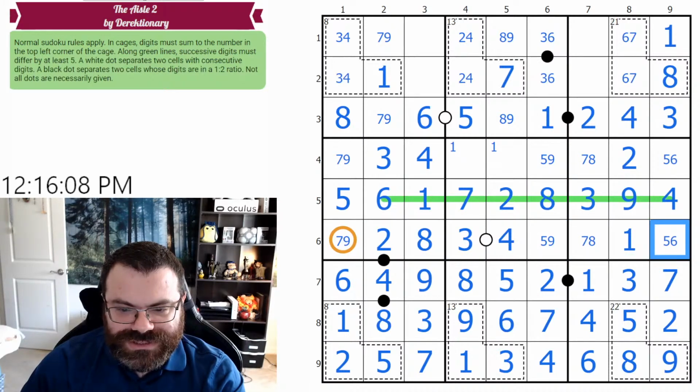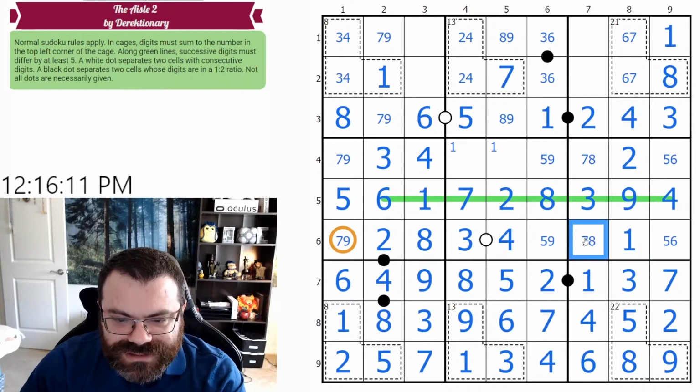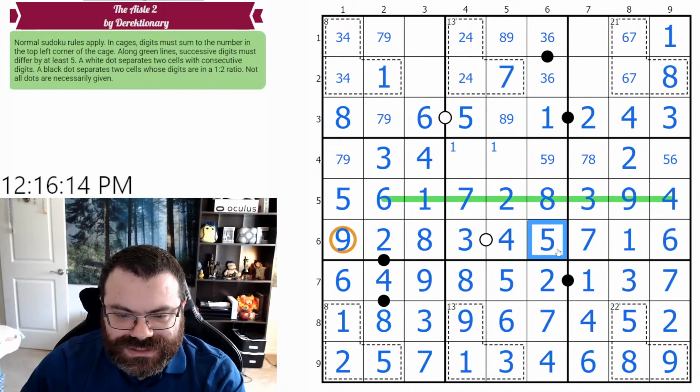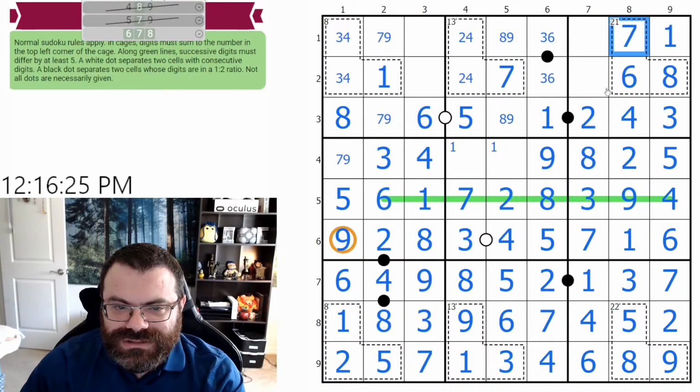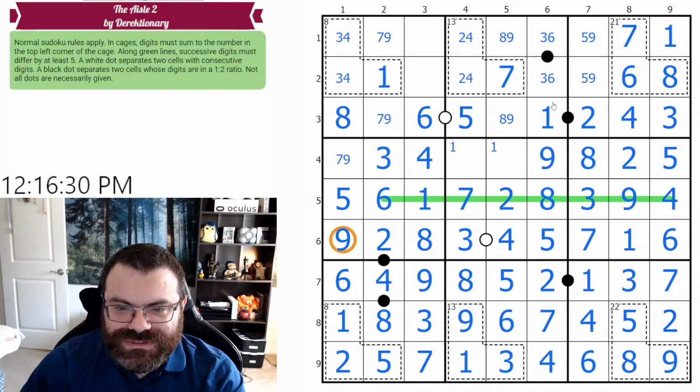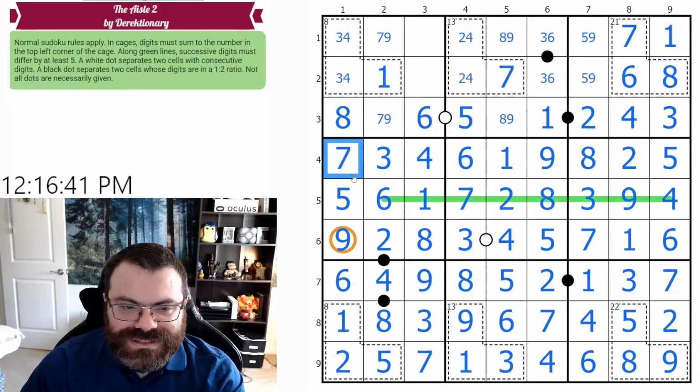Wait, hold on. Where's 6 in this row? That's here. Oh, this 8 looks over. That's 7. That's 9. That's 6. That's 5. Okay, that's all resolved. That's 5, and this is 8. 6 and 7. I need 5 and 9 here. Don't think that's resolved. Not yet. I need a 1 and something. 1 and 6. We can resolve that. That's a 7. That's 9. That's 7. That's 8.